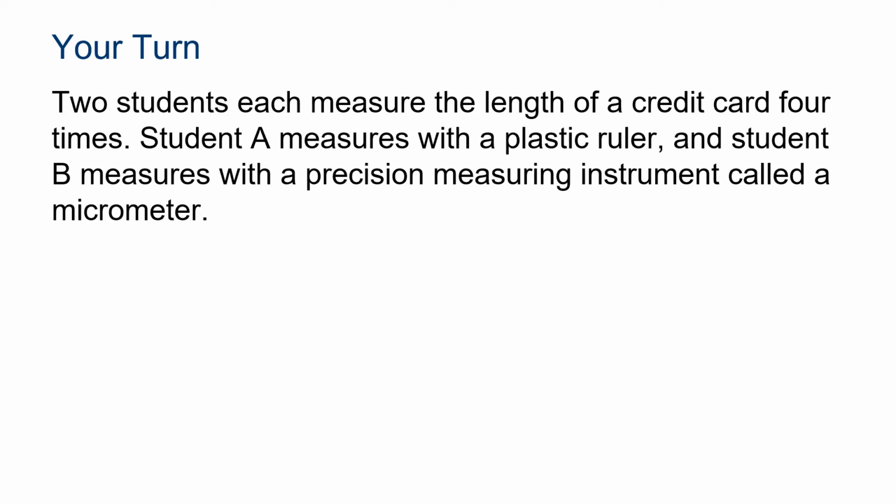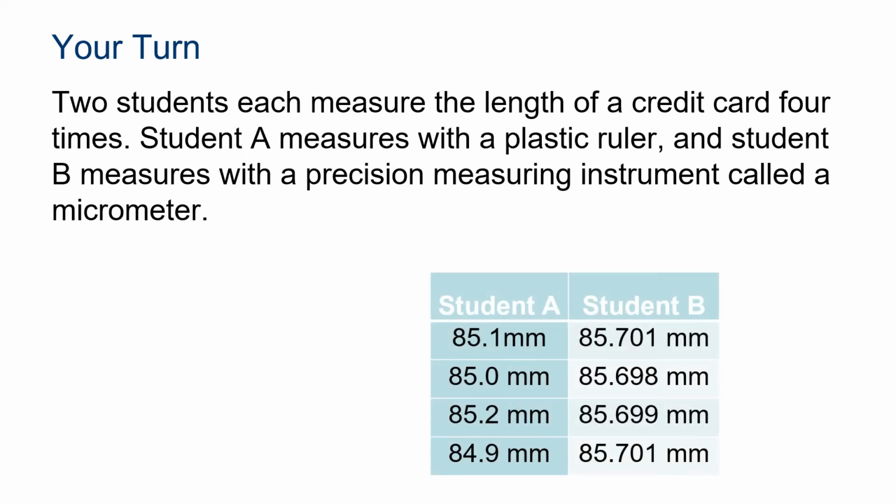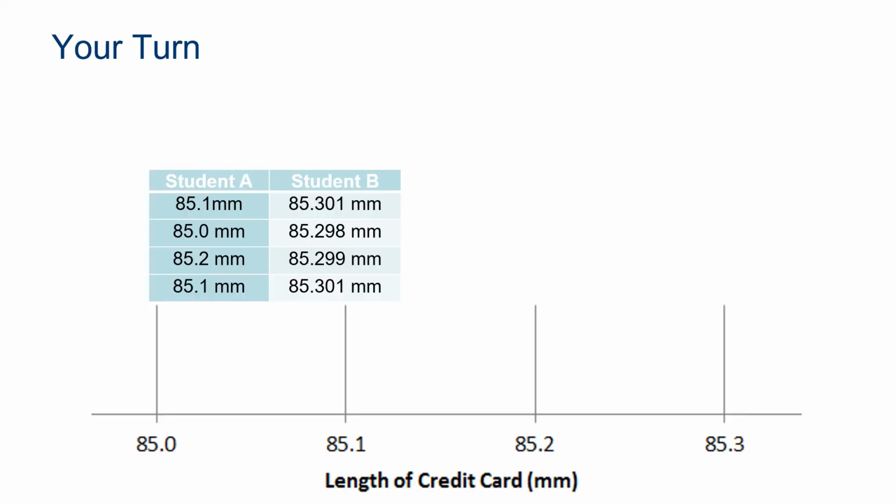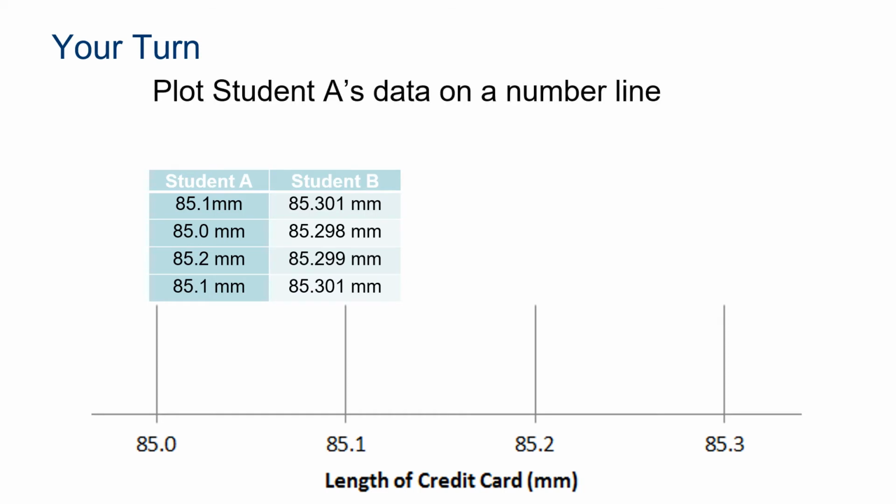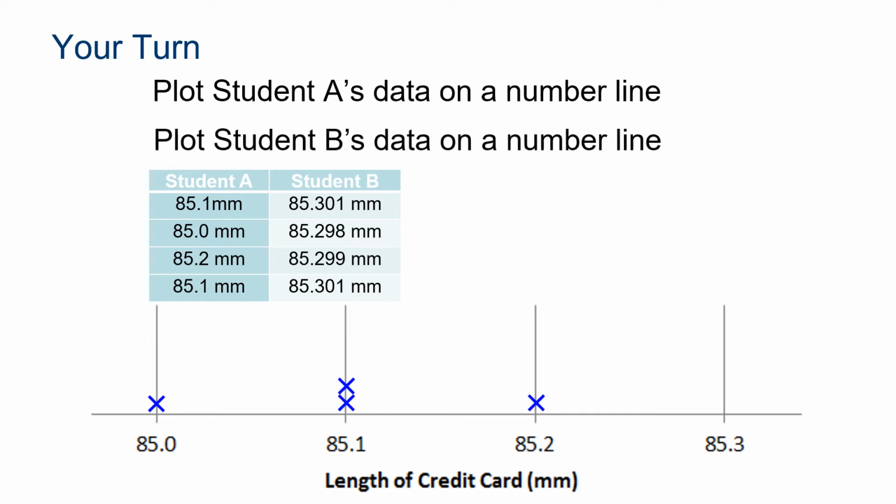So here's an example. Two students each measure the length of a credit card 4 times. Student A measures with a plastic ruler, and student B measures with a precision measuring instrument called a micrometer, or you could picture a dial caliper. So here are the values that they get. Plot student A's data on the number line. And then we're going to plot student B's data on the number line.